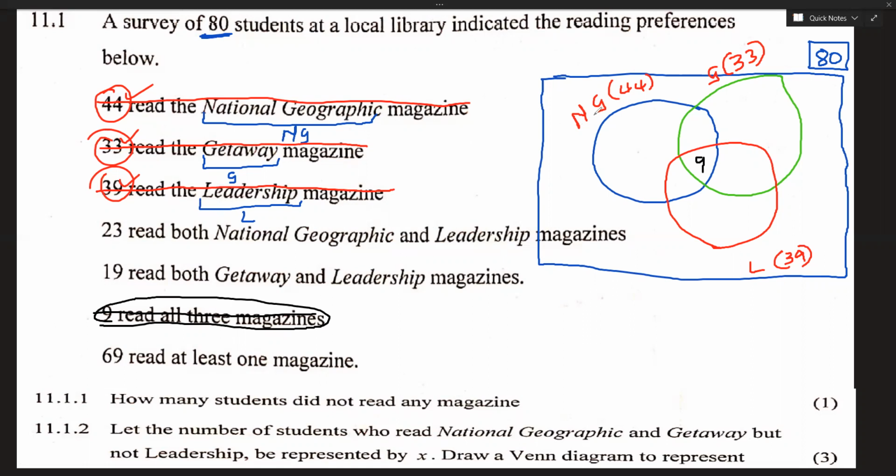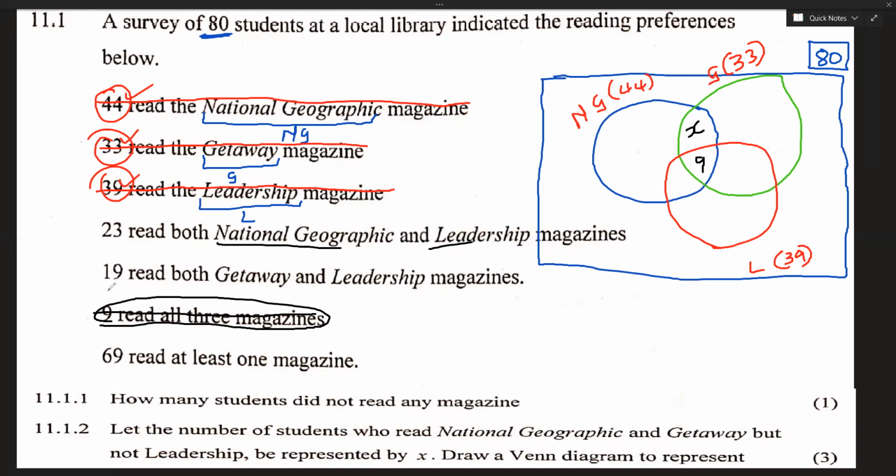And then now I'm going to start to fill this, that, and that part. Let's check where they say N and G. National Geographic, leadership, getaway, and leadership. So N and G is not there, you see? So I'm going to put X. And then now I need NG and L. NG and L will be this whole part here, basically.